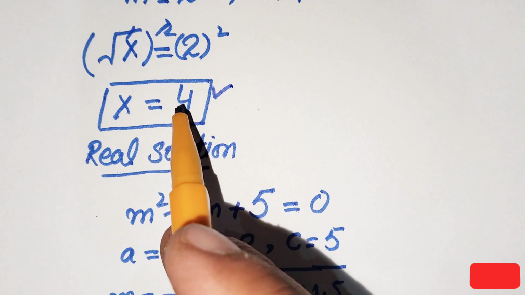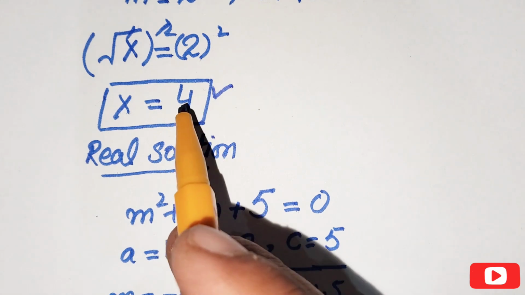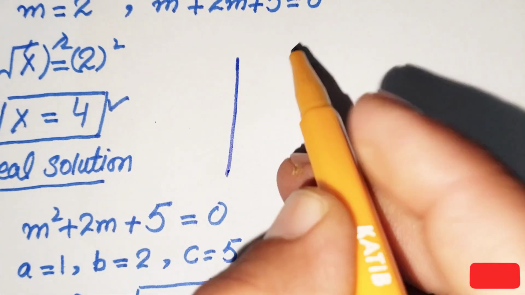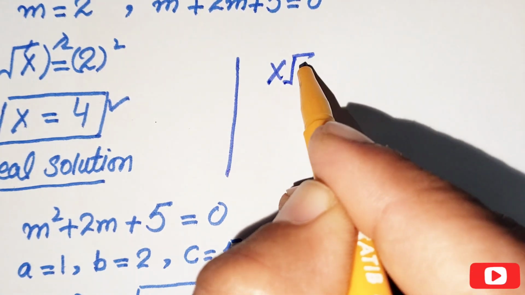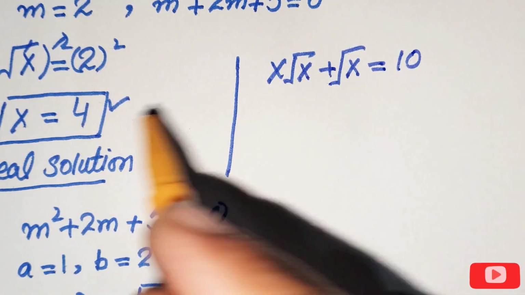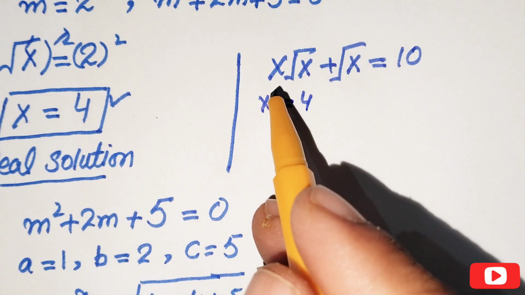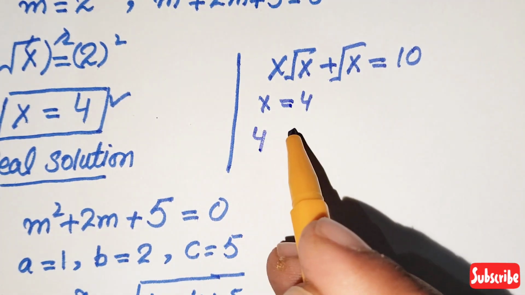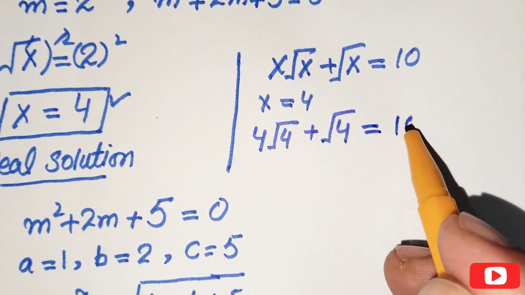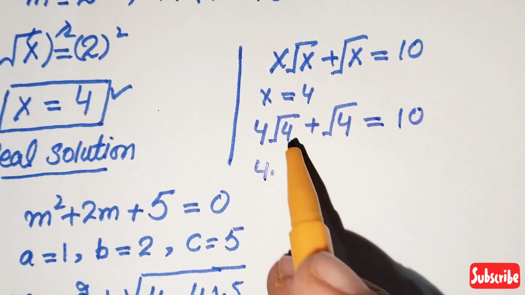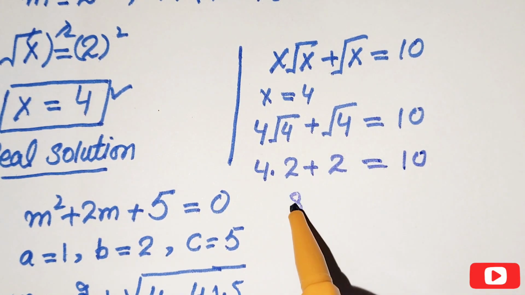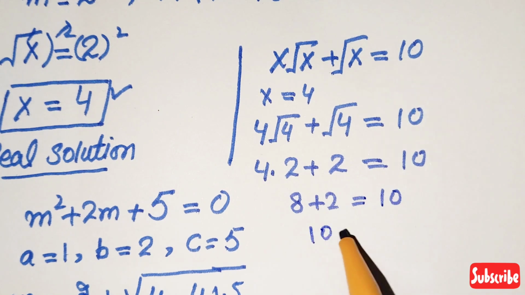So now if we are going to check our answer, we can put this value in our question. Here we can see that our question is the square root of x plus the fourth root of x is equal to 10. So now putting x is equal to 4, the square root of 4 is equal to 2, and again the fourth root is also equal to 2. So 4 2s are 8 plus 2 is equal to 10. So 10 is equal to 10.